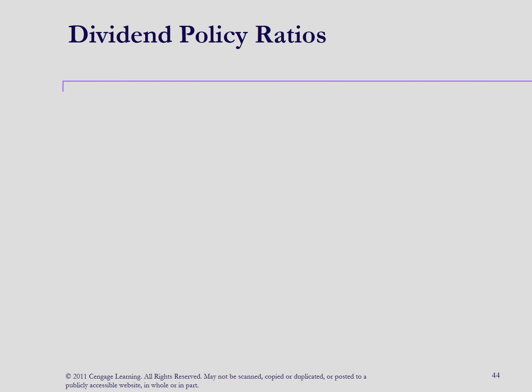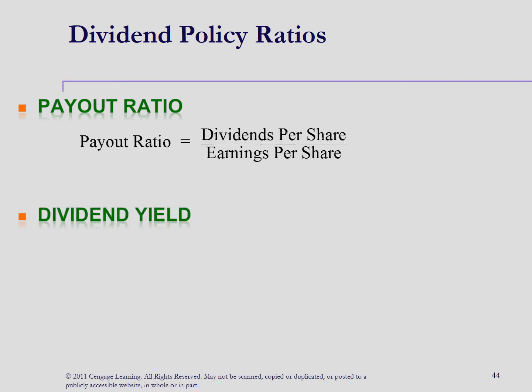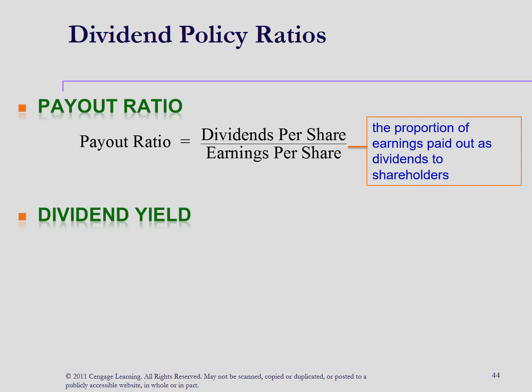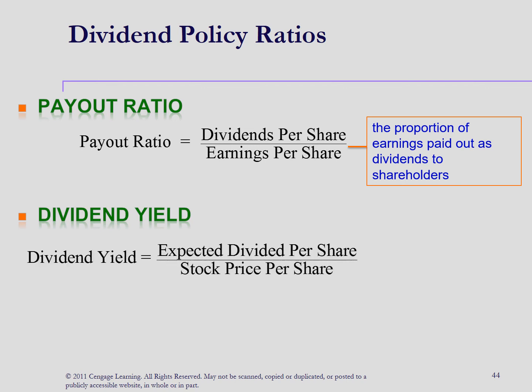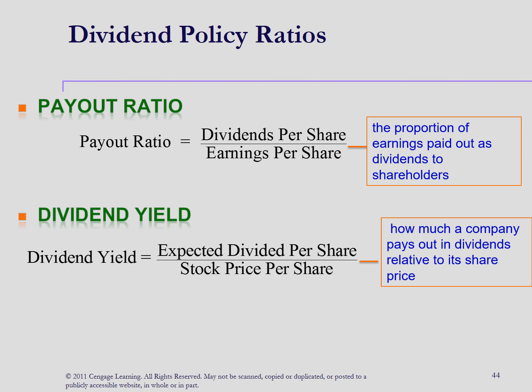Dividend policy ratios. Dividend policy ratios indicate a firm's dividend practices. We will look at payout ratio and dividend yield. Payout ratio is defined as dividends per share divided by earnings per share. It is the proportion of earnings paid out as dividends to shareholders. Dividend yield is defined as expected dividend per share divided by stock price per share. It indicates how much a company pays out in dividends relative to its share price.